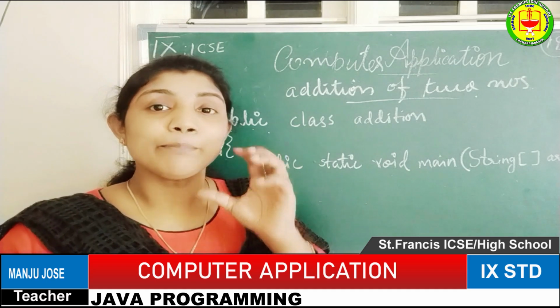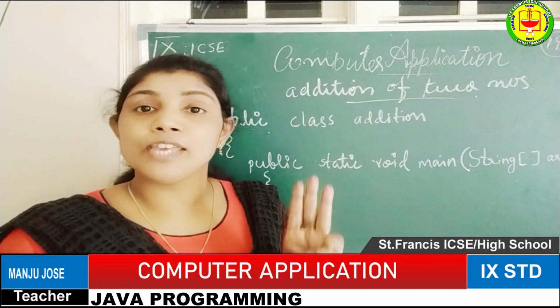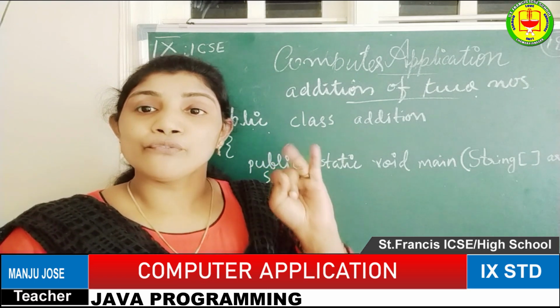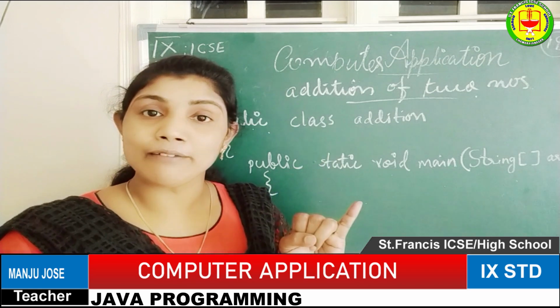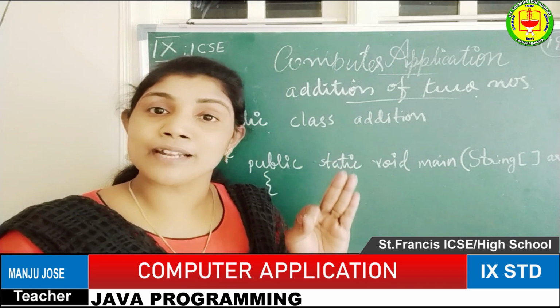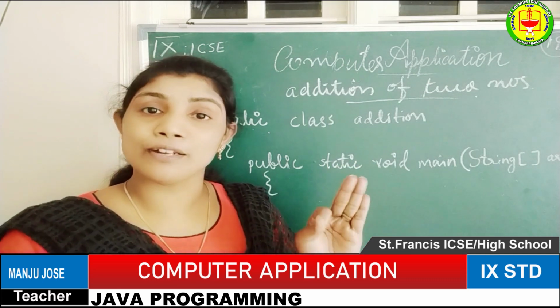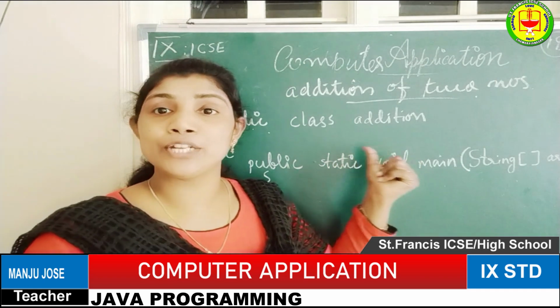In programming languages, mainly three types of data types are used: integer, float and character. Integer means 0 to 9 numerical values, float means a decimal fraction number, and character is represented by alphabets and different combinations of alphabets. Here we are using only numerical values for the addition of two numbers.